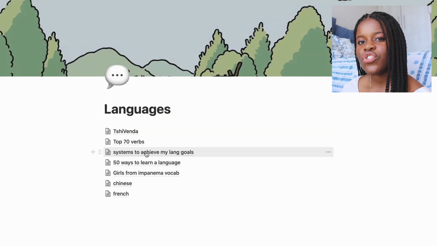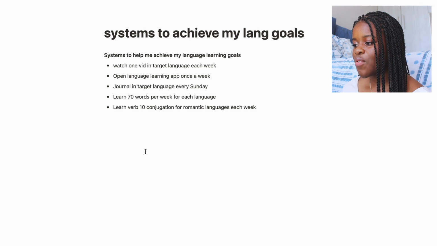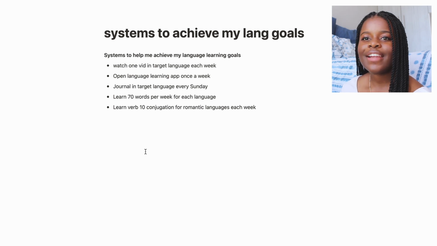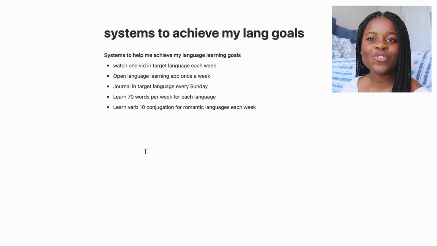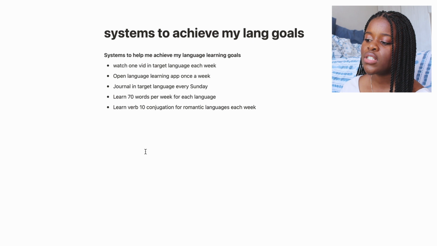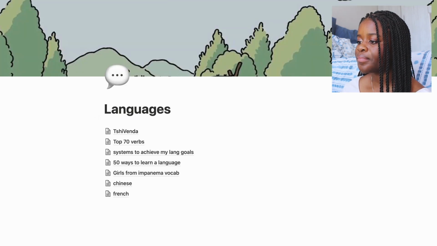Next is systems to achieve my language goals. It is so sad because I wrote this in like January, February or something, and I never looked at it again. This is one of the things that I made in Notion, and I just never looked at it again, and it's so sad because I'm sure that I could have been more fluent, but I'm not. So maybe I should try to do this again. But recently I've just been doing Duolingo and making flashcards, and it's been going pretty well.